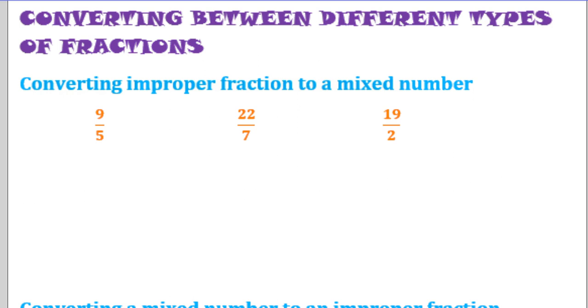So an improper fraction is where the numerator, the number on the top of the fraction, is bigger than the denominator. So these are three examples of improper fractions because see their numerators, their top numbers, are bigger than their denominators, which are the bottom numbers. Like 9 is bigger than 5, 22 is bigger than 7, and 19 is bigger than 2, and so on. So we need to practice converting them.